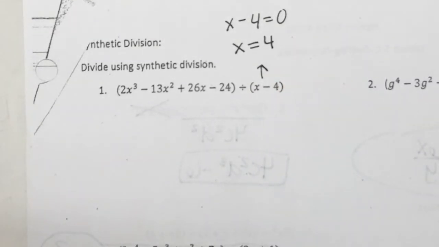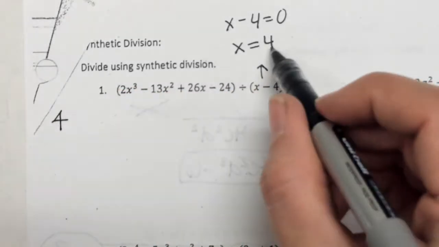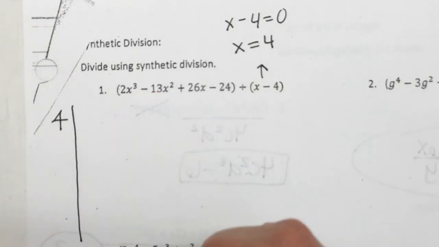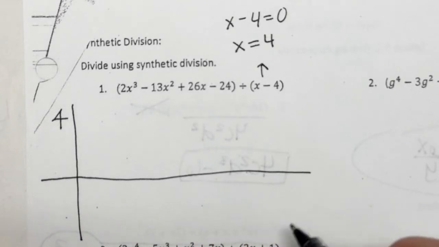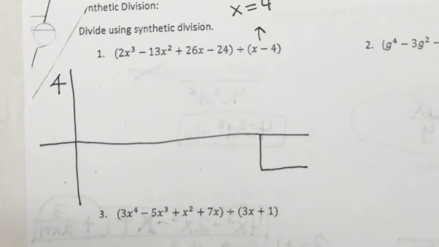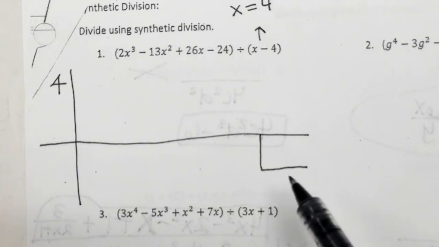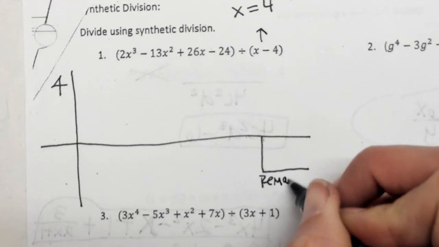Alright, now you're going to draw this crazy contraption. You're going to put a 4 on the outside. We got that from here. And then draw a straight vertical line down. Horizontal line about halfway through. And then a box right here. It looks crazy, but it's so easy once you get the hang of it. This is your remainder box. That's where the remainder is going to go when you get done. Okay? And you can put remainder under it if you want to, just to remind you.